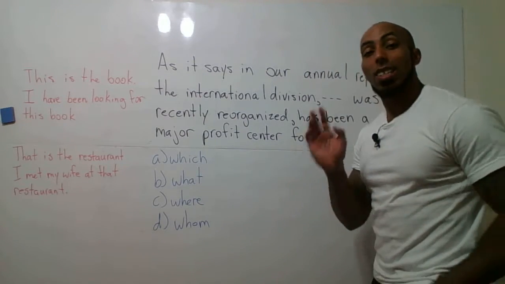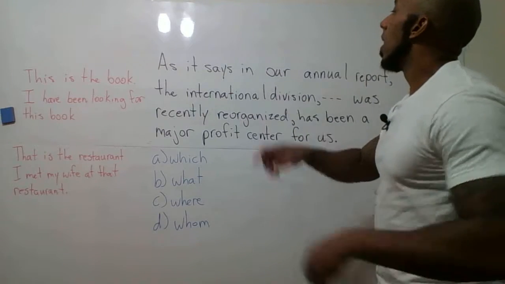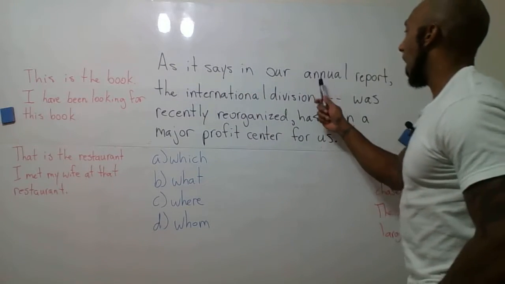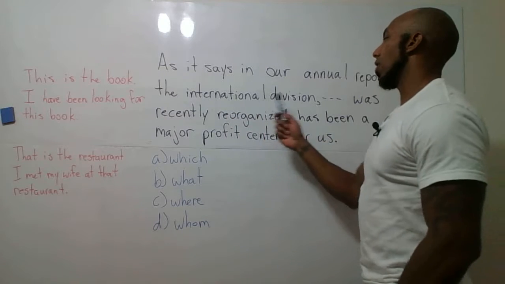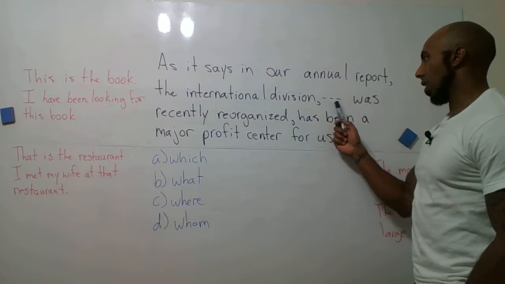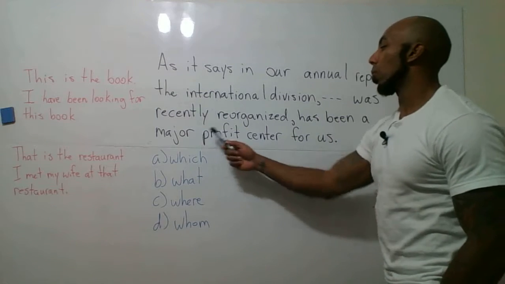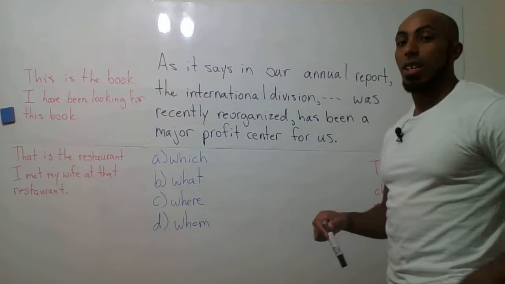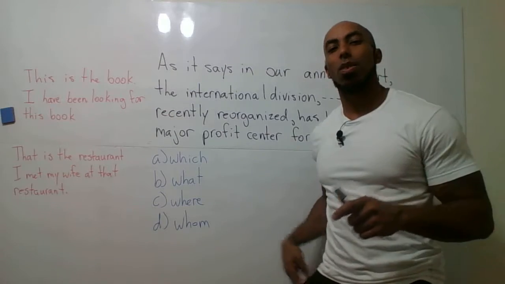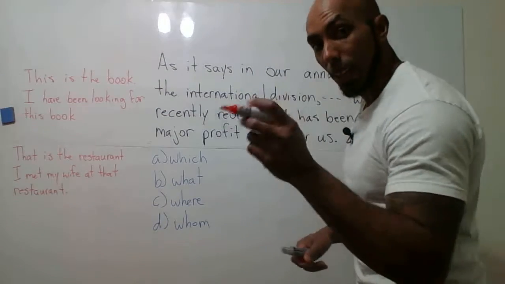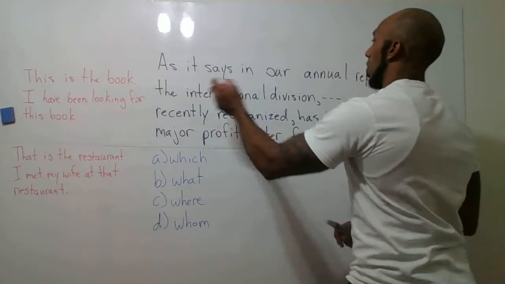Okay, today's sentence is, as it says in our annual report, the International Division, blank, was recently reorganized, has been a major profit center for us. Now, there are some words in here that are a little difficult, so I'm going to go ahead and explain them very quickly.